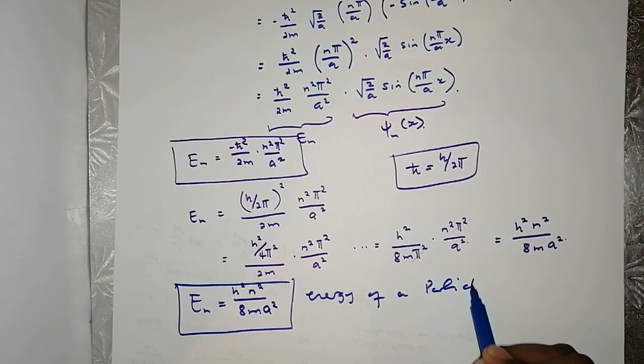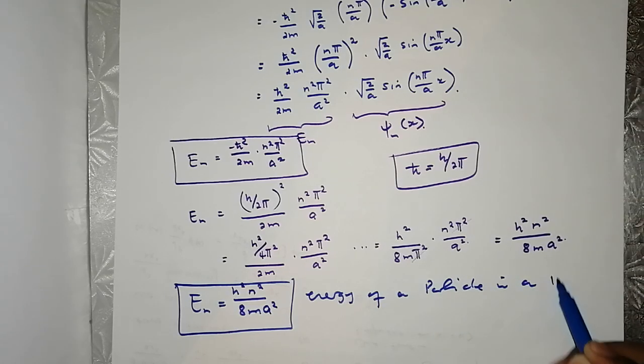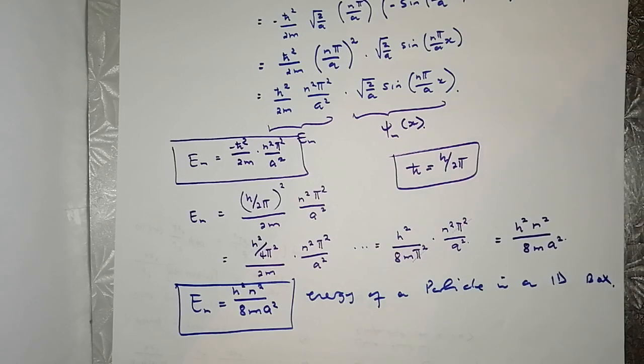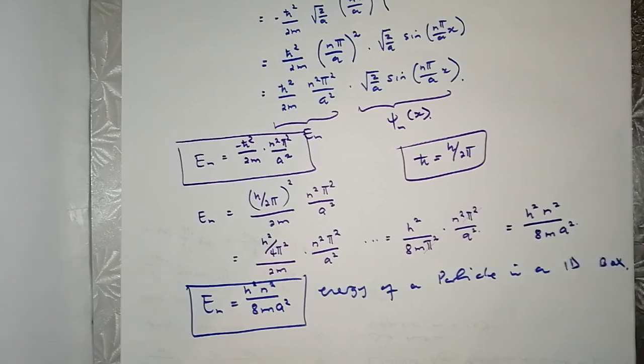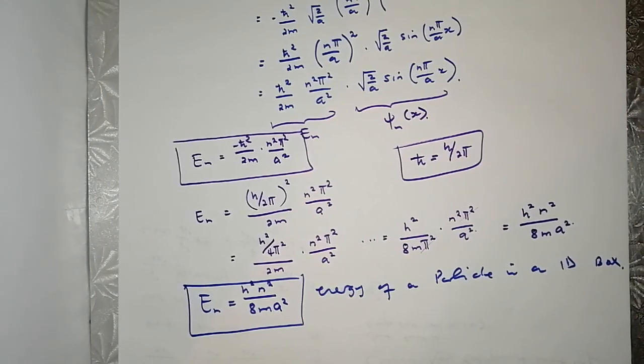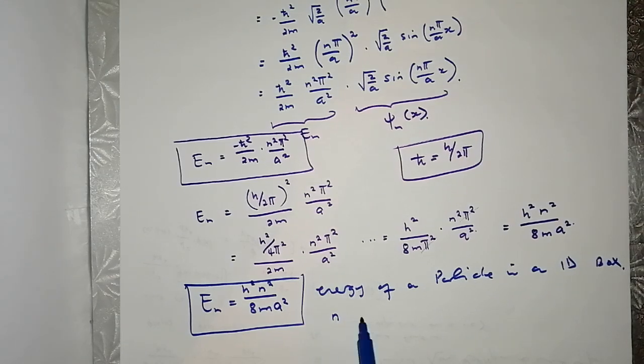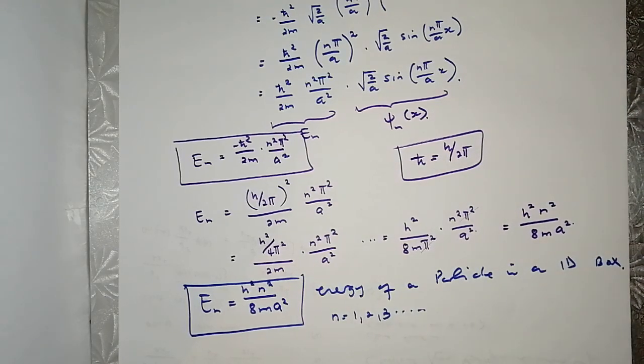It is worth noting, guys, that this energy can take discrete values, right? It is quantized, basically. The presence of n, which is a quantum number, you know what I'm saying? So this energy, guys, is quantized. It can take discrete values, right? All right, so we have arrived at our final equation.